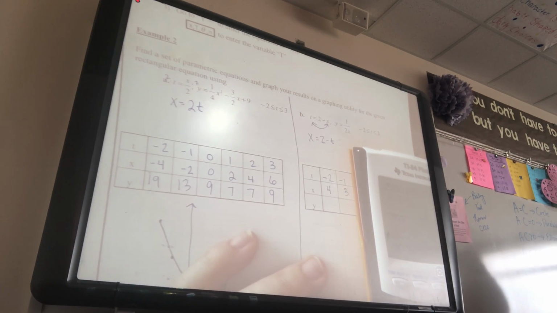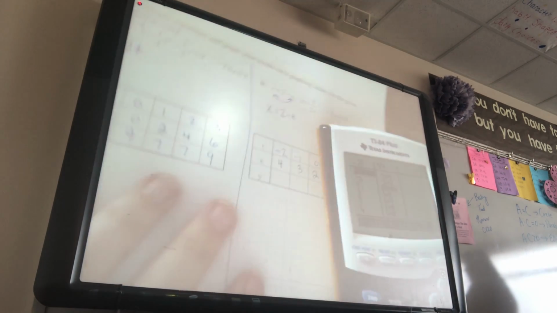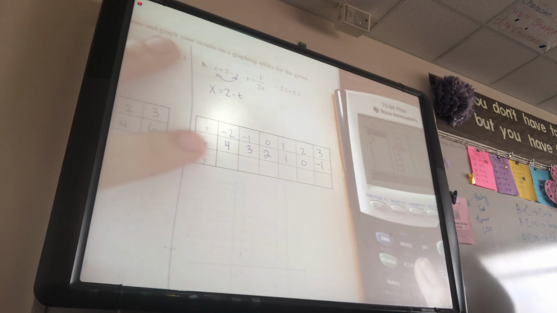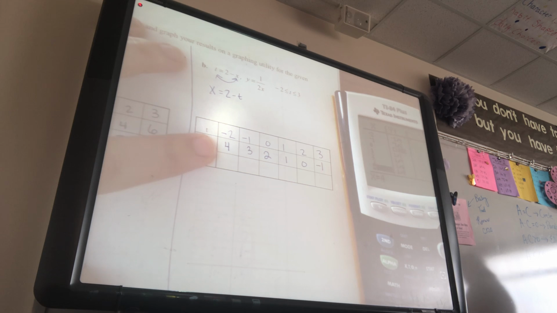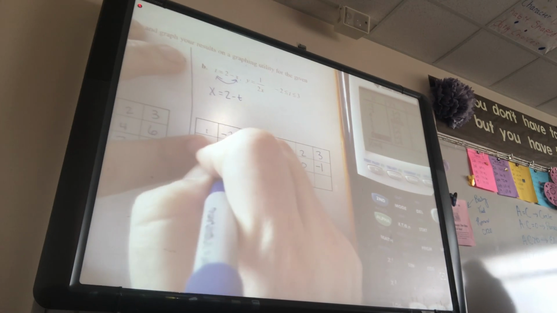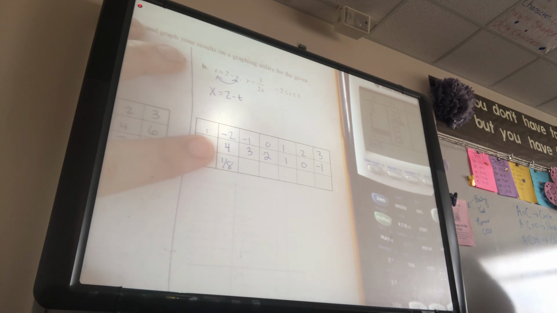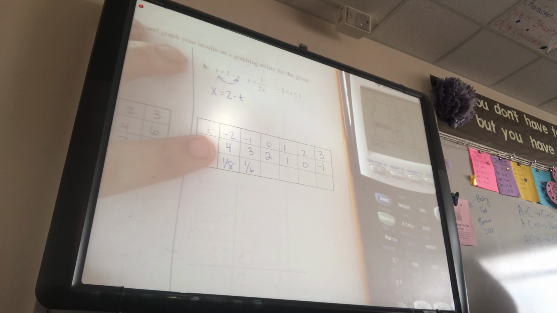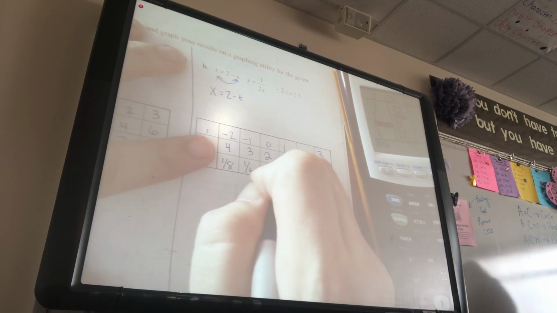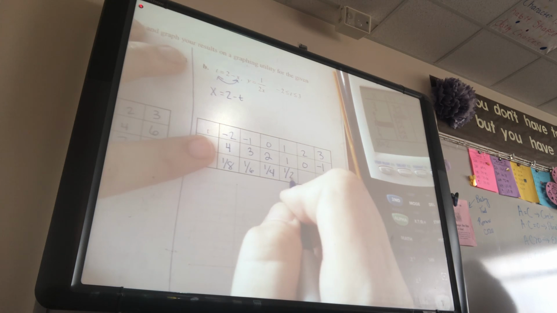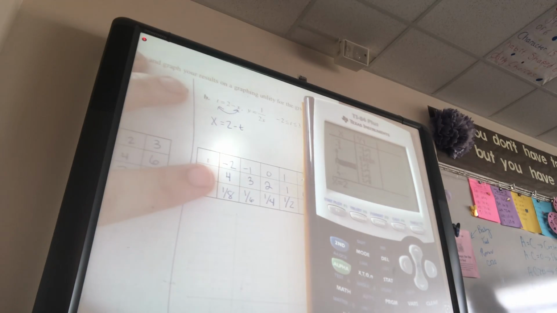And I go to my table. I am looking at the second row now. I don't care about the first row for this. So at 4, I have 1/8. Do y'all see where I got that? At 3, I got 1/6. At 2, I got 1/4. At 1, I got 1/2.